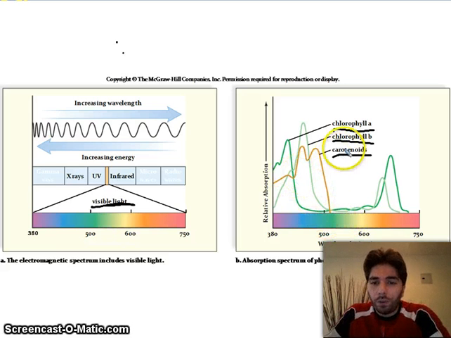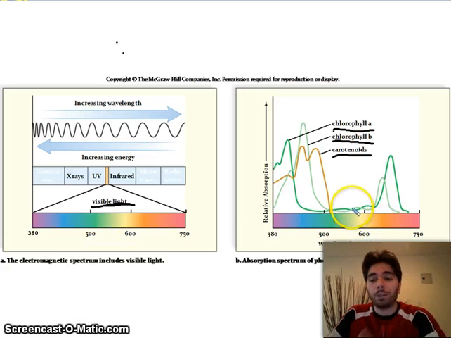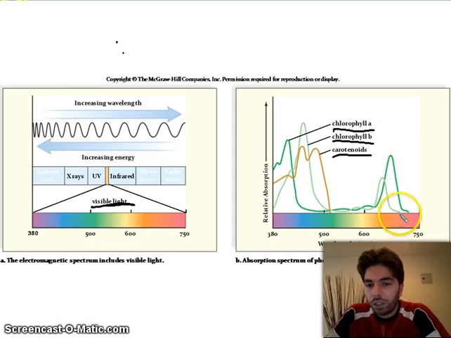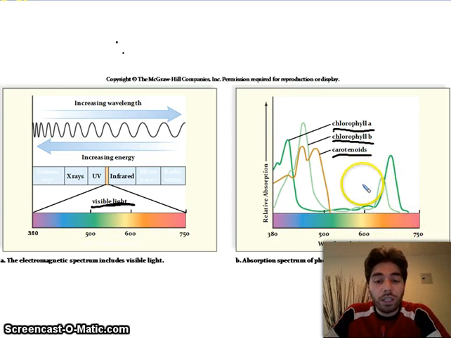So, if you look at the graph of chlorophyll A, which is the dark green one, you see that it has high absorbance for the violet and for the blue colors, and then the orange and red. What does this mean? This means that chlorophyll A absorbs these, and to do the process of photosynthesis, it uses violet, blue, and orange, and red. What it does not use, as you can see here, which it does not absorb, are a bit of the blue, green, yellow colors.